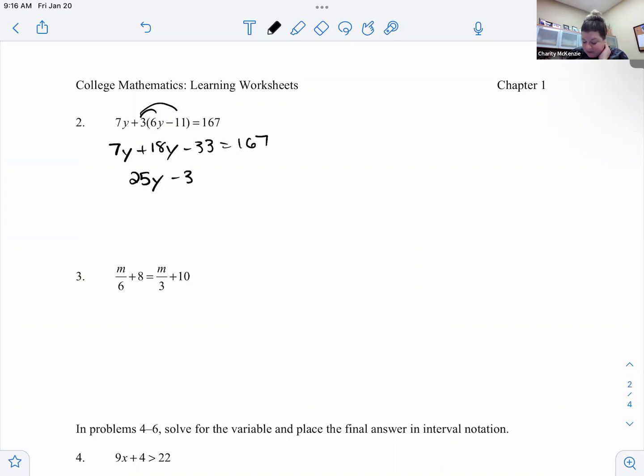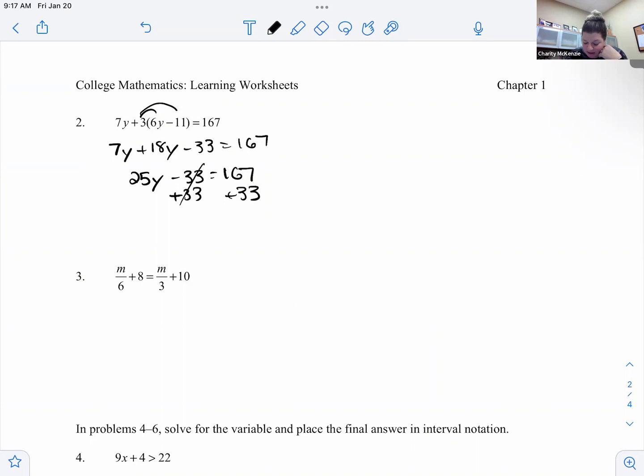Y's, and then you have the minus 33 equals the 167. Okay, then from here, what we want to do is add the 33 over. So I'm going to take 167 and add the 33. Because now I can go to the other side once I've simplified anything that needs to be simplified on both sides of that equal sign.